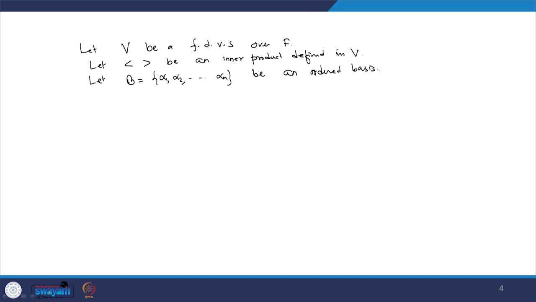So the answer is yes, it is possible, provided an ordered basis is given to us, please. Suppose an ordered basis of V is given to us, so in that case we will be able to express the inner product of the vector space V explicitly by a matrix. Okay, so let me clarify this claim, please. So let B be an ordered basis for vector space V.